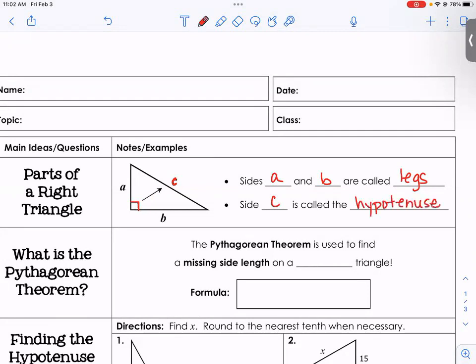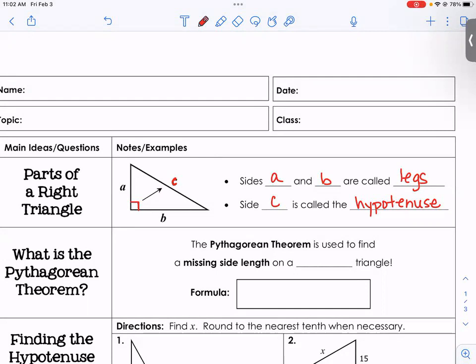Oh, what are these words? Like a hypothesis. Hypotenuse. Hypotenuse. The hypotenuse is across from the right angle.